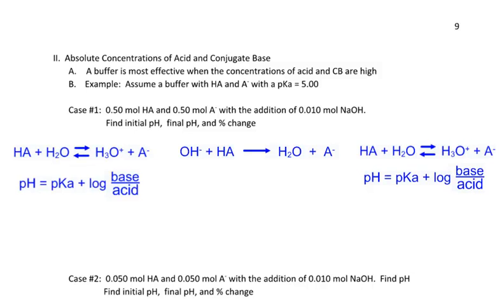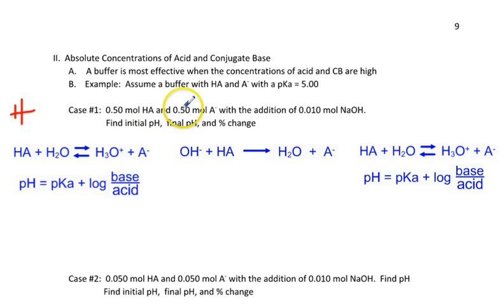So what does it say here? A buffer is most effective when the concentrations of the acid and the conjugate base are high versus low. So let's look at the exact same buffer with the exact same pKa, and let's see what's going on when we have a high concentration. This is your case number 1. Maybe you want to write this down, that this is a high concentration, and let's see what's going on here. So very, very same setup. I bet you could do the first part all by yourself. You probably don't need me.